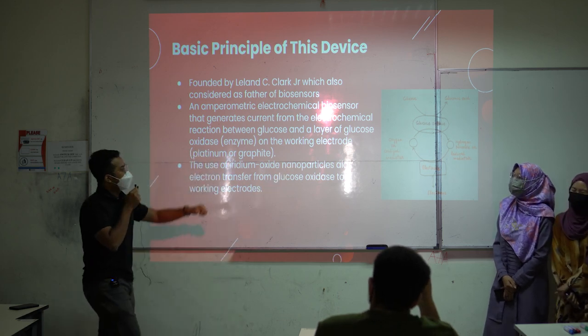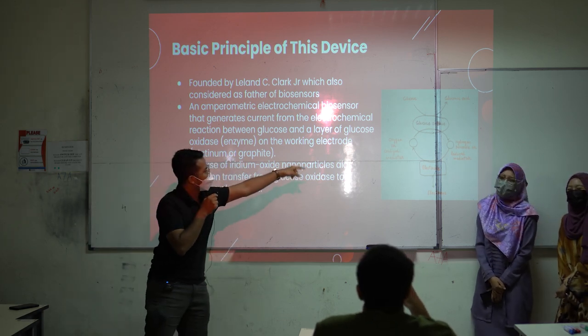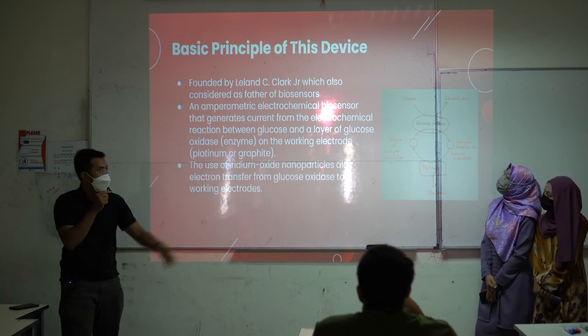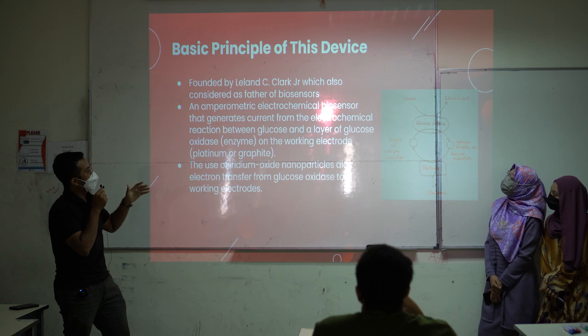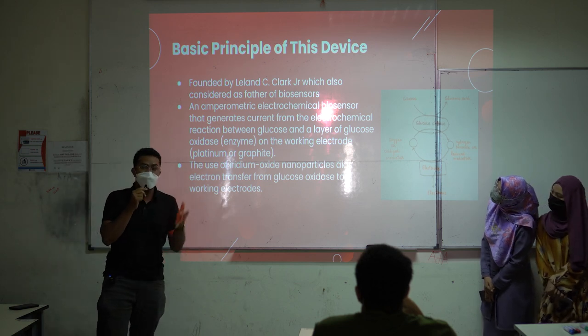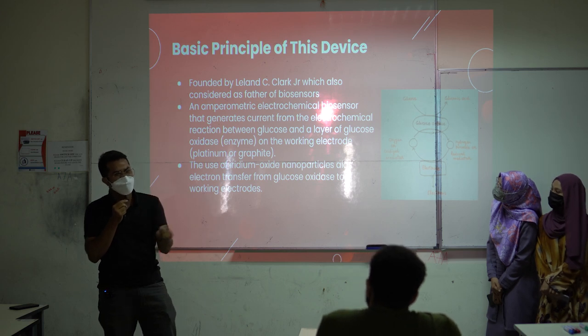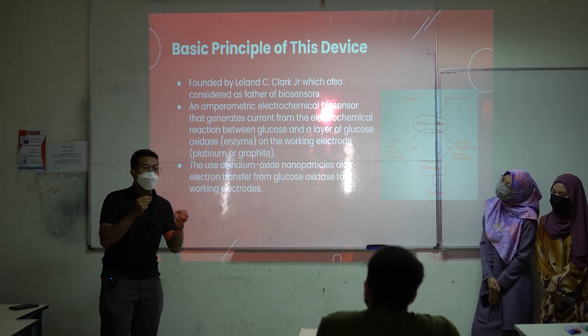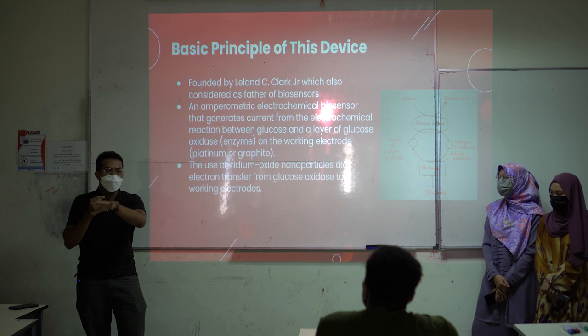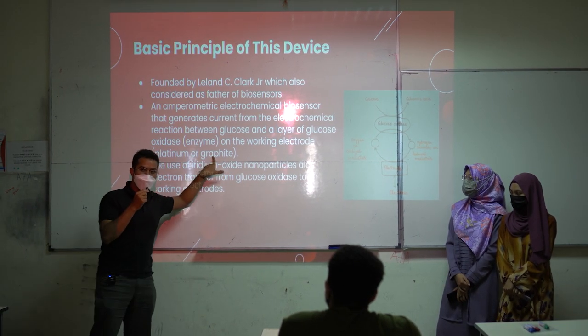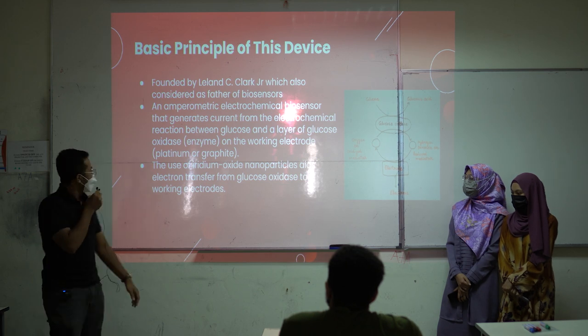Okay, and then we have the electrode. Based on the first experiment by Leland C. Clark, he used platinum. But you know, platinum is an expensive metal, right? So for the commercial part, like we can find in the hospital, it's actually made from graphite, which is much cheaper.